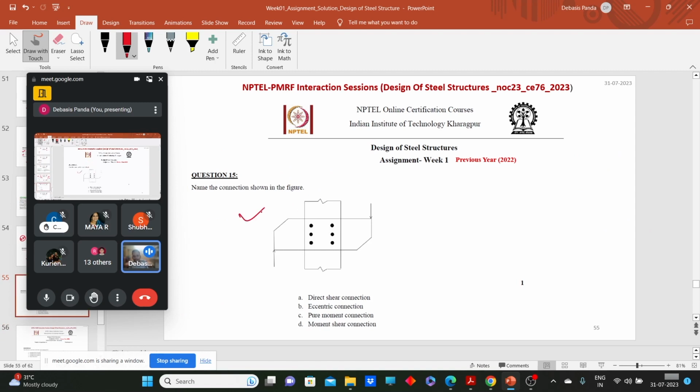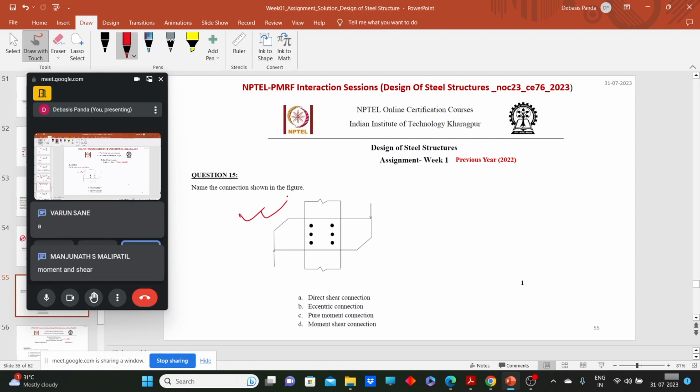Tell me which kind of connection is this? Quickly. I have explained you already. Which kind of connection is this? Yeah, it's a direct shear. Why direct shear? Why direct shear? Why moment shear? It's a pure moment connection.